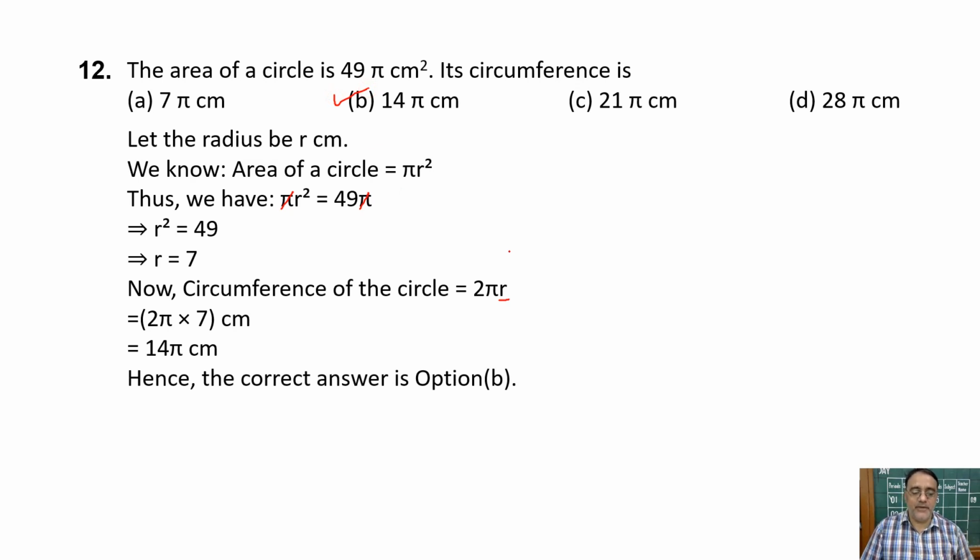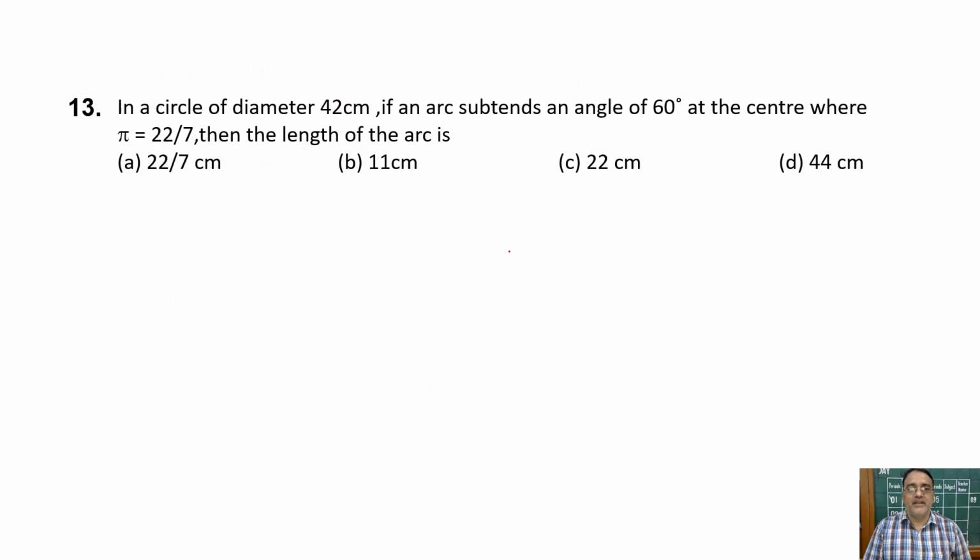Right. So now we are moving toward question number 13. In a circle of diameter 42 centimeter, if an arc subtends an angle of 60 degree at the center, where pi is equals to 22 by 7, then the length of the arc is dash. So diameter is given 42 centimeters, so radius will be 21 and the value of theta is given. So what is the formula of length of the arc? Theta upon 360 into 2 pi r. Very good, theta upon 360 into 2 pi r.